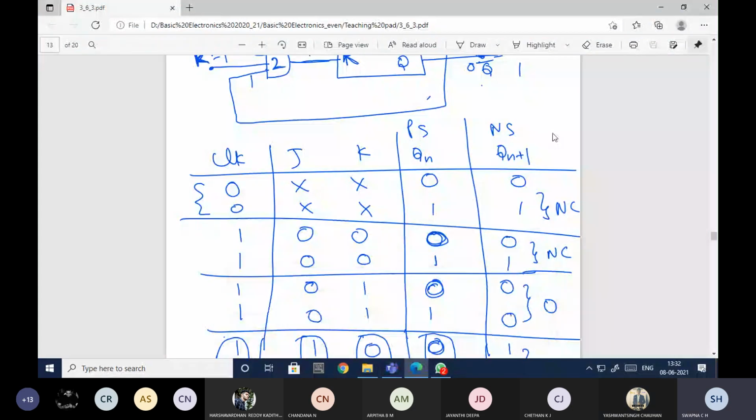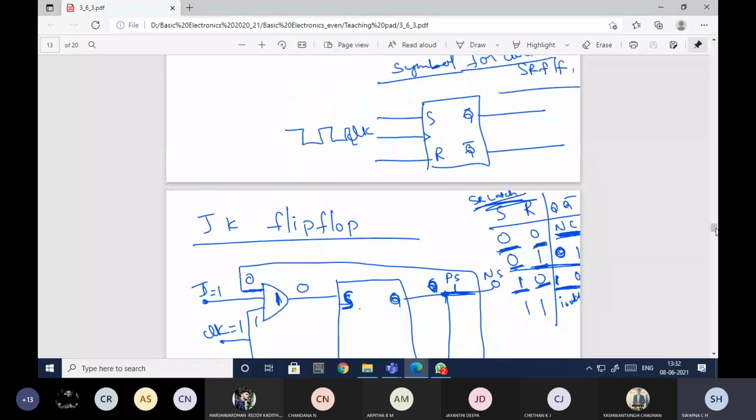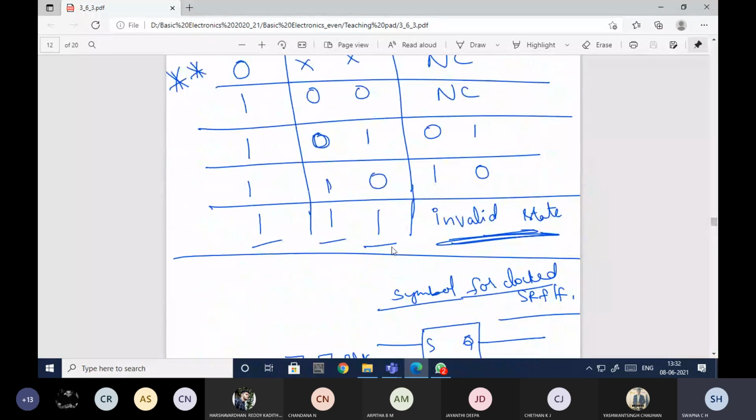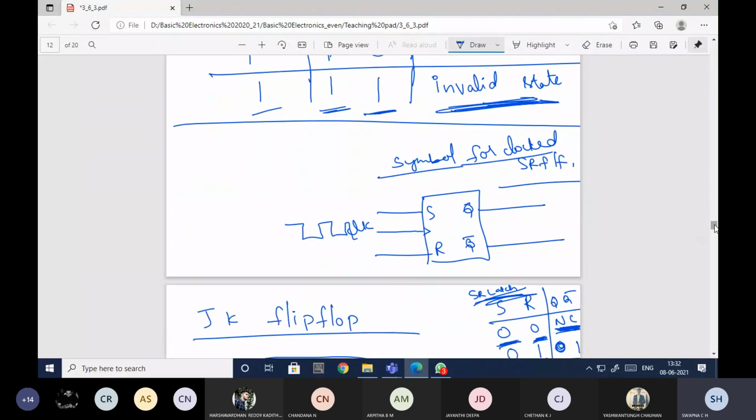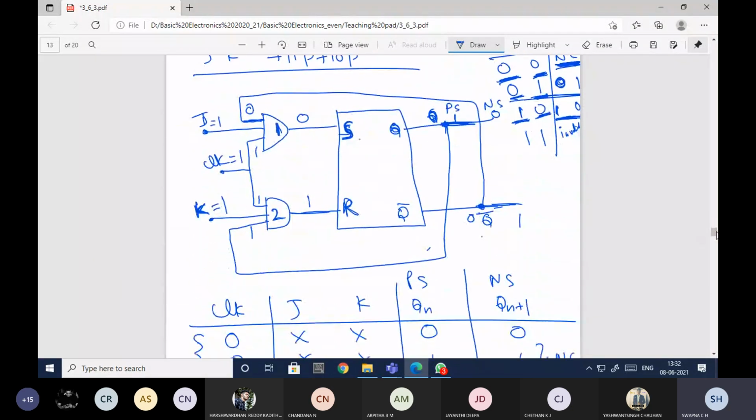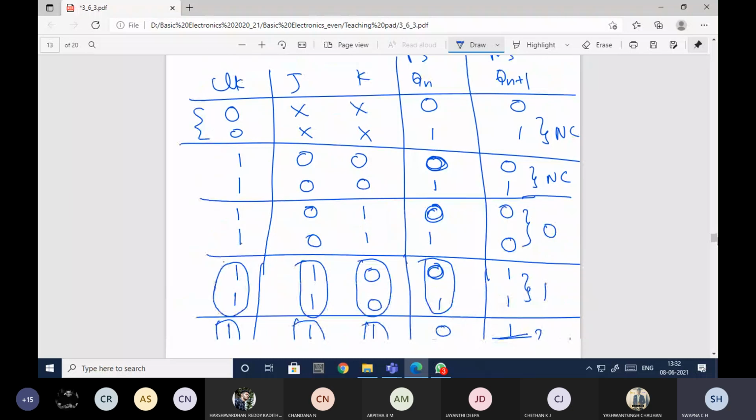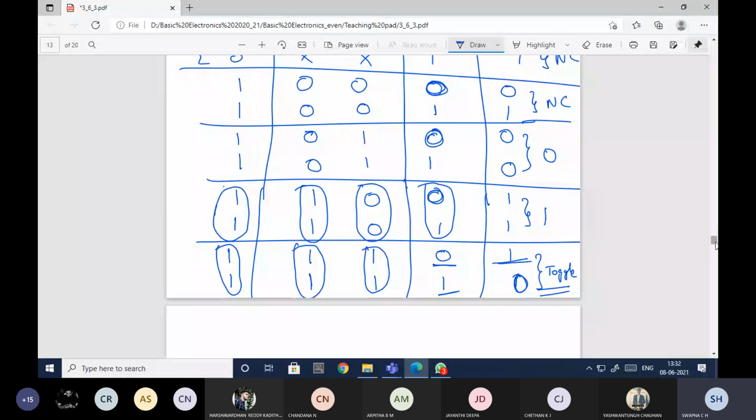So the first flip-flop we have seen was the SR flip-flop. There we had one invalid state, that is when clock is equal to 1, S is equal to 1 and R is equal to 1. To overcome this disadvantage, we are going with the JK flip-flop. In the JK flip-flop, the invalid state has been removed.